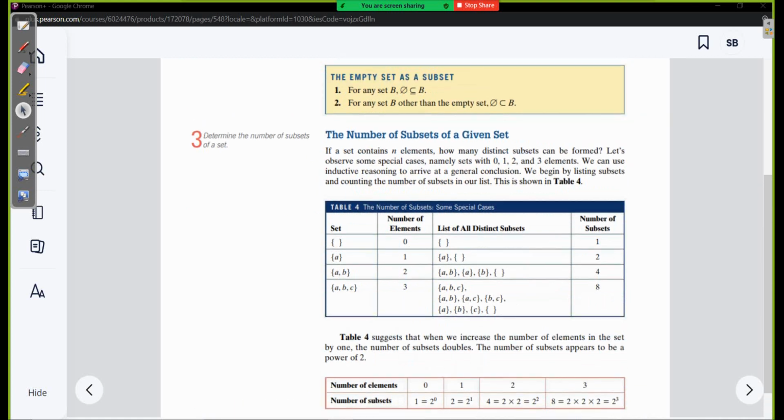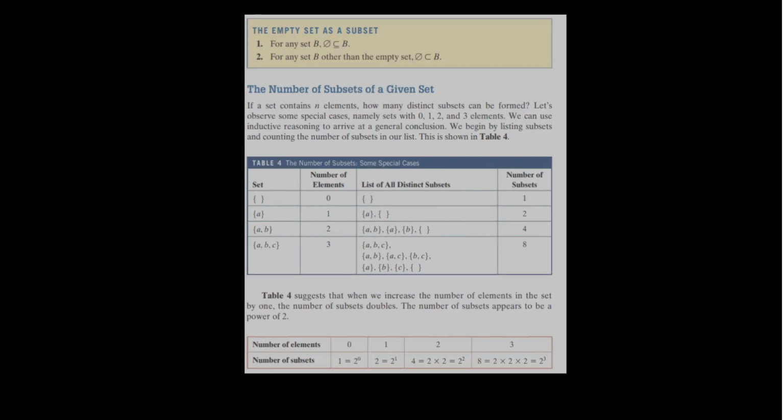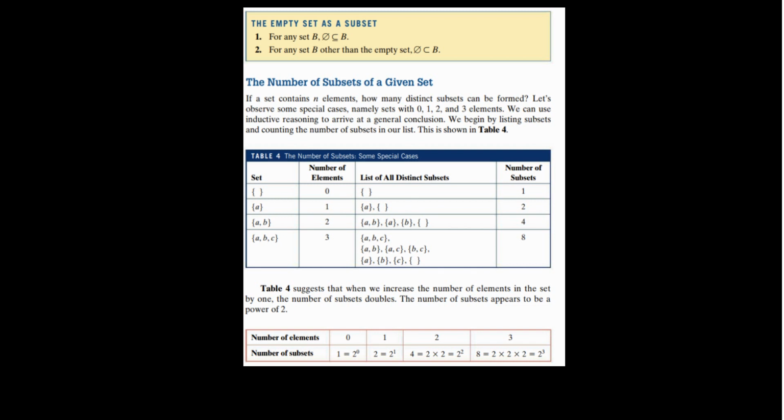And then we'll talk more about the empty set. Alrighty, so looking at the top, the empty set as a subset. For any set B, the empty set is going to be a subset of B. So pretty much any set will have the empty set as a subset. Also, for any set B other than the empty set, the empty set is going to be a proper subset of B.